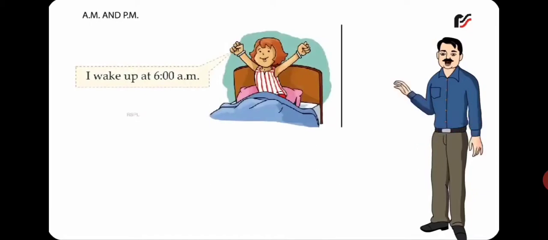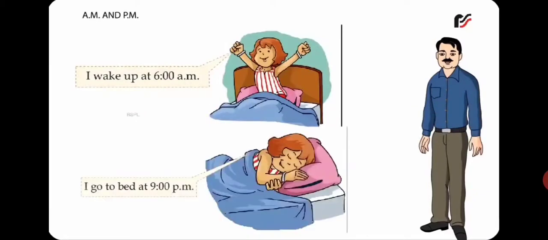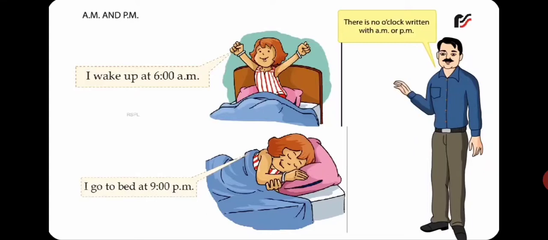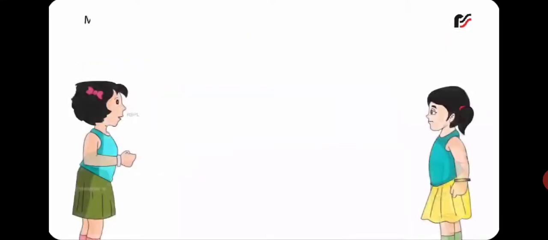For example, I wake up at 6 am. I go to bed at 9 pm. Remember, there is no AM or PM written with 12 o'clock noon or 12 o'clock midnight. There is no o'clock written with AM or PM.